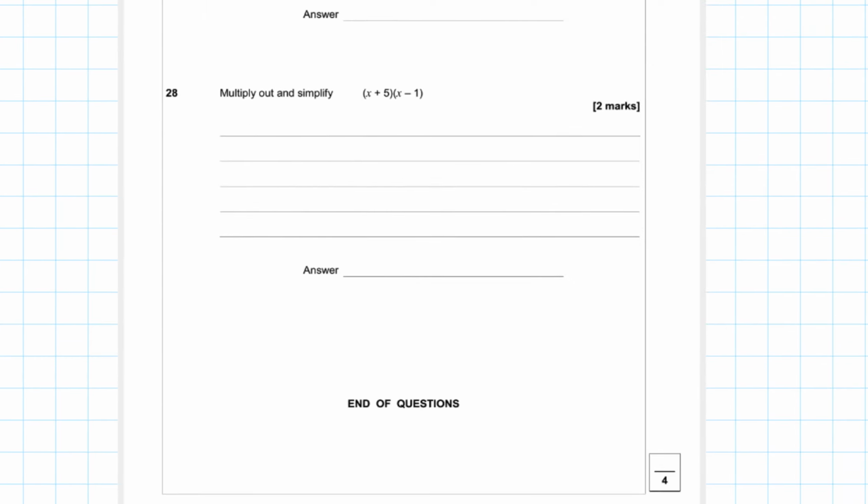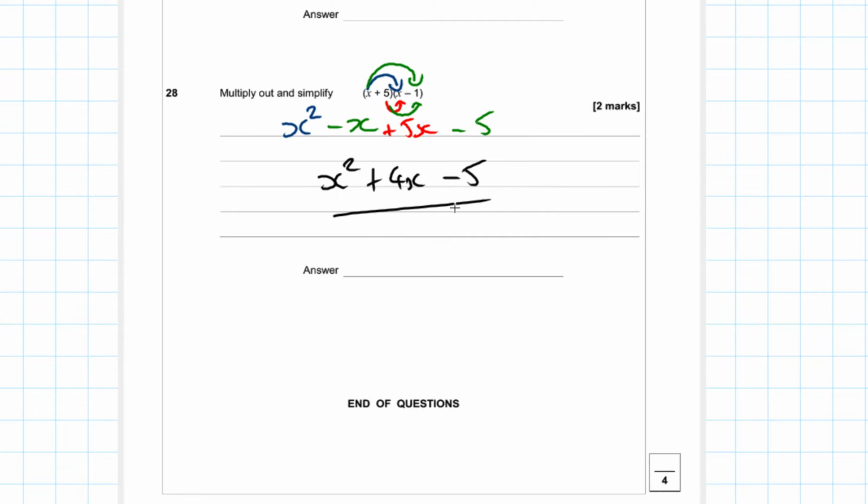And the last one we have is multiply and simplify x plus 5 and x minus 1. When you multiply brackets, you do each term, so it's x times x first, so that's x squared. Then the second term we do is x times negative 1, which is minus x. Then the next term we do is 5 times x, which is plus 5x. Then the final one we do is 5 times minus 1, which is equal to minus 5. So our final answer is x squared. Then we add these terms, so 5x minus x, which is plus 4x. Then we have minus 5. So we have x squared plus 4x minus 5.